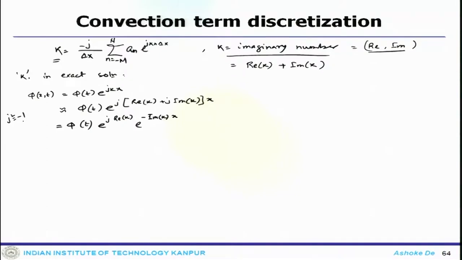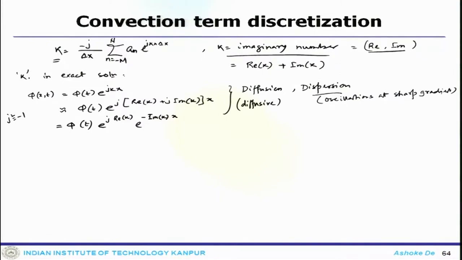So, if you look at the numerical solution, it may include both terms. That means it may include both diffusion and dispersion. So, the numerical solution can have both terms: the diffusion, which will make the solution diffusive in nature, and the dispersion, which will lead to some sort of small oscillations at sharp gradient. So, in either of these cases there are certain issues.